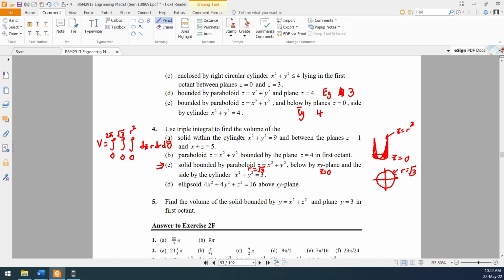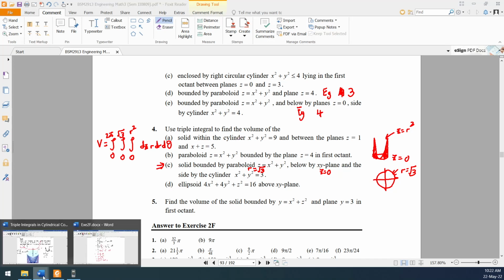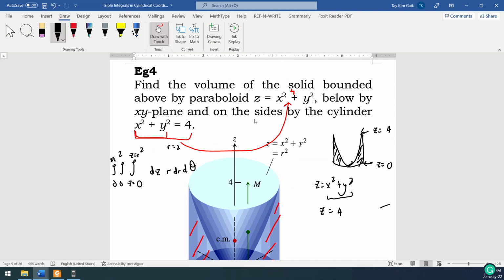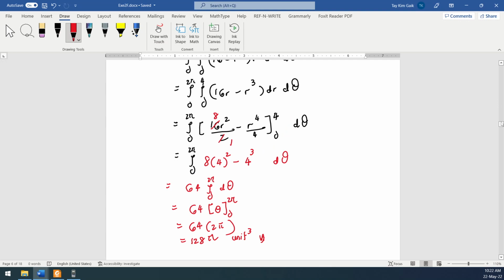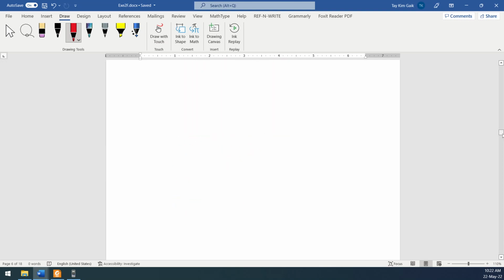Then you can integrate it for question 4C. It's actually similar to example 4. So now we proceed to the exercise. Question 4C, the volume: theta 0 to 2 pi, r 0 to 3, dz from 0 to r squared. So dA is r dr d theta.